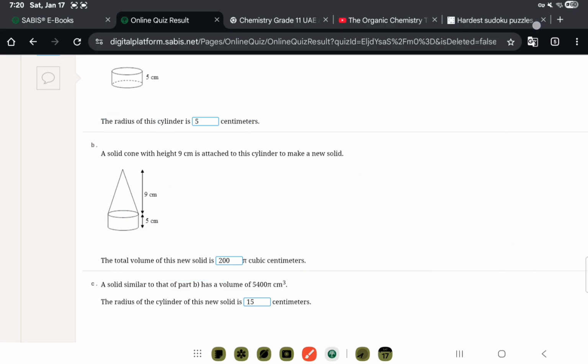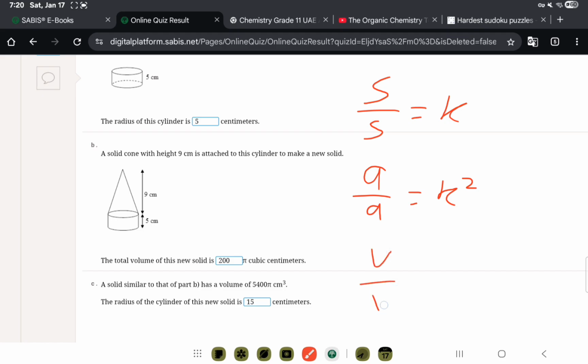Remember the thing I said, side over side, I'm going to write it again. Side over side is equal to K, area over area is equal to K squared, volume over volume is equal to K cubed. Now, what are we dealing with? We're dealing with volume, so we choose this one.